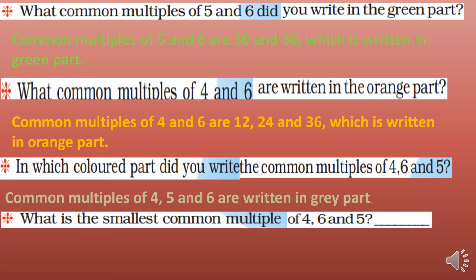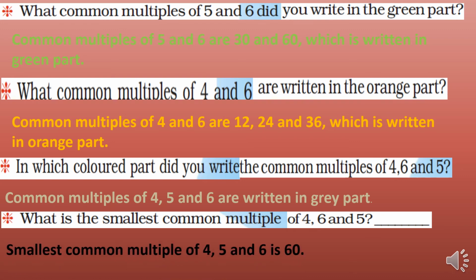What is the smallest multiple of 4, 6 and 5? So the smallest common multiple of 4, 5 and 6 is 60. The smallest common multiple is also called LCM, that is least common multiple, which we will discuss in the next session.